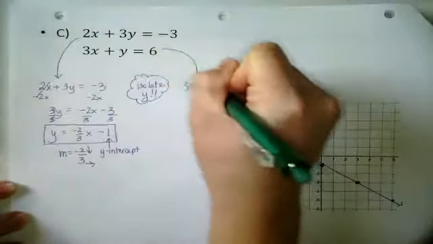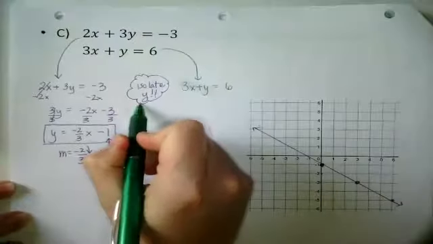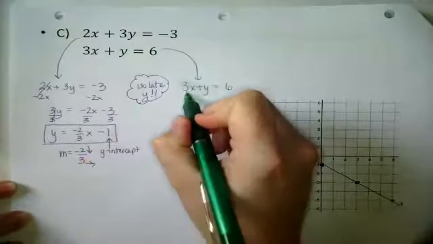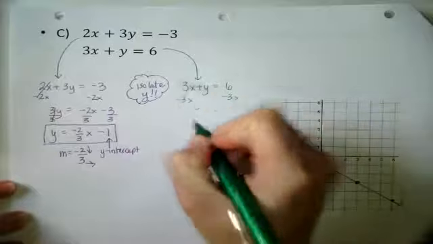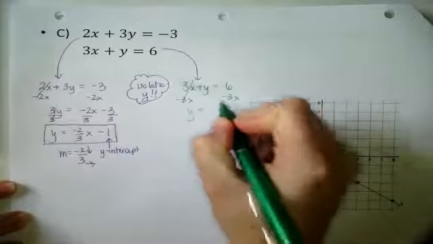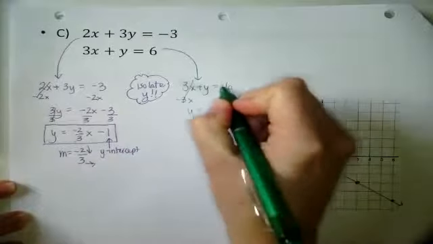All right, I'm going to go ahead and work the second equation. 3x plus y equals 6. Again, I need to isolate y. So I need to move this 3x term over. So I'm going to subtract it. Do the opposite. So that becomes negative 3x, and this is a positive 6.